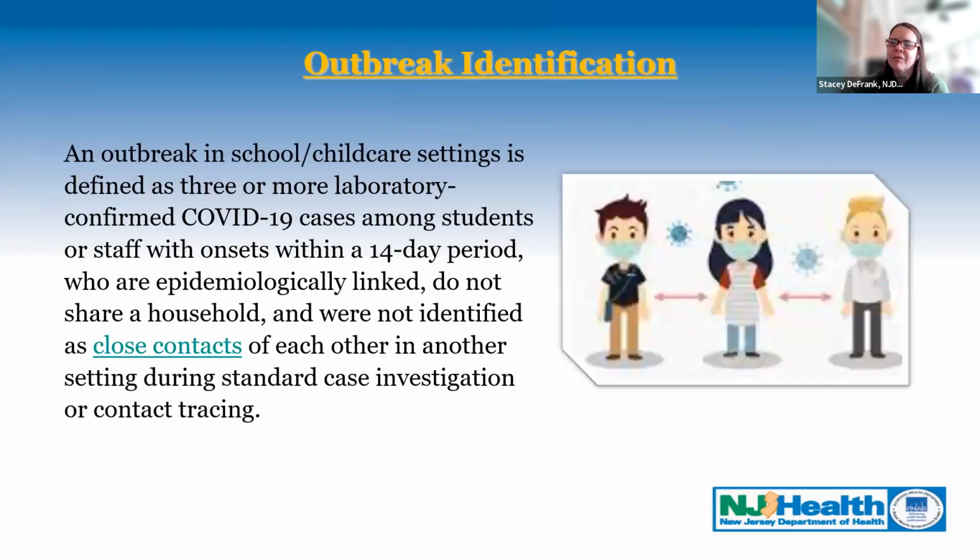All right, thank you for answering those poll questions. We're going to move on and talk about outbreak identification. So an outbreak in school or a childcare setting is defined as 3 or more lab-confirmed COVID-19 cases among students or staff with onsets within a 14-day period who are epidemiologically linked, do not share a household, and were not identified as close contacts of each other in another setting during standard case investigation or contact tracing. And remember, EpiLink does mean that the students and staff are in the same cohort, such as a class, bus, or lunch table.